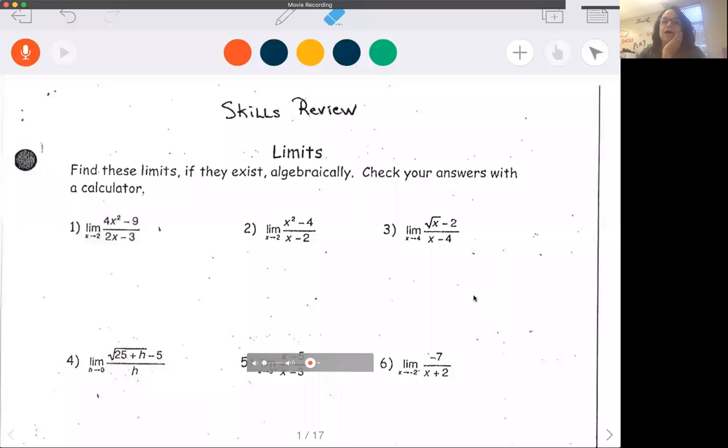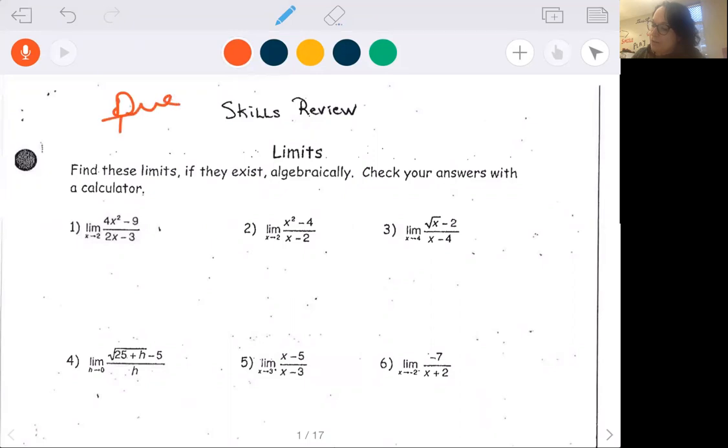So anyway, just a couple things with your test. First of all, I'll screen share here. I'm going to bring up the packet. Just as far as when we're testing, first of all, this packet is due Tuesday. I'll have a Google form for you to submit it on. Actually, Tuesday or Wednesday, depending on when you're taking the test.